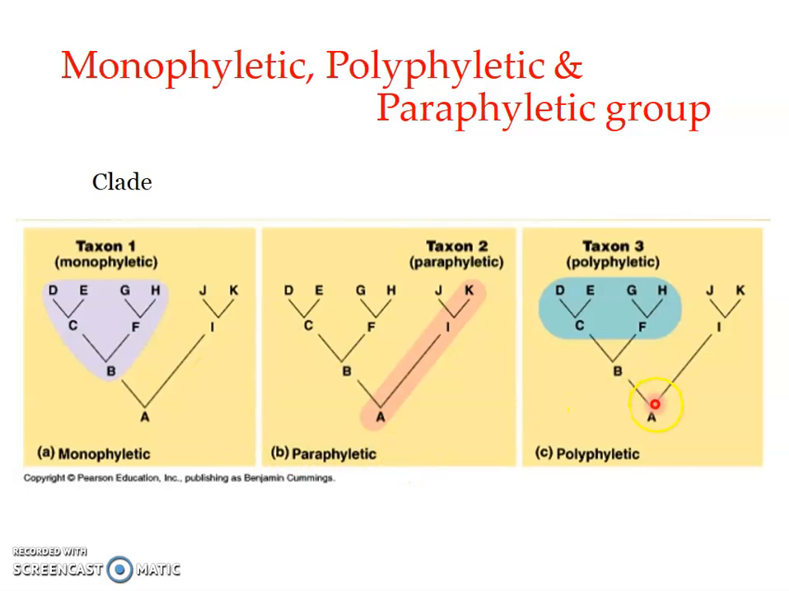These are actually used during classification. When we consider a monophyletic group, all the members of a clade are derived from a common ancestor and hence they are related. So while classifying, we try to put these in the same group. When we consider this particular clade, we won't be including J and K there. We will be including only D, E, G, H as members of the same group because they have descended from the same ancestor.